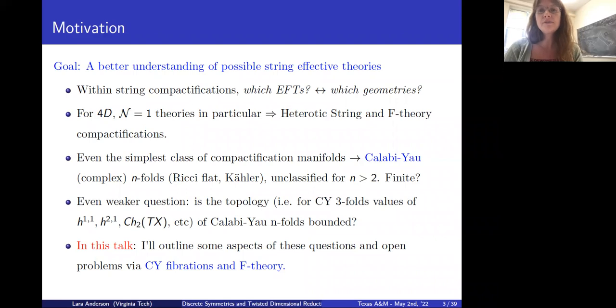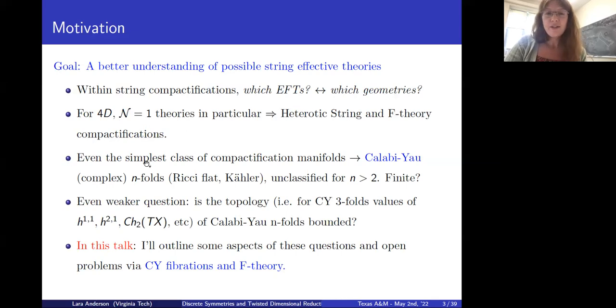Focusing on the goal of, again, this question: which effective field theories are coupled to which geometries? For my part, I've been very interested in four-dimensional compactifications of string theory with N=1 supersymmetry, with the hope of being able to break that supersymmetry to quasi-realistic models of particle physics. And in that context, heterotic string theory and F-theory are two of the easiest potential candidates to ask questions about in terms of building this landscape of 4D theories.